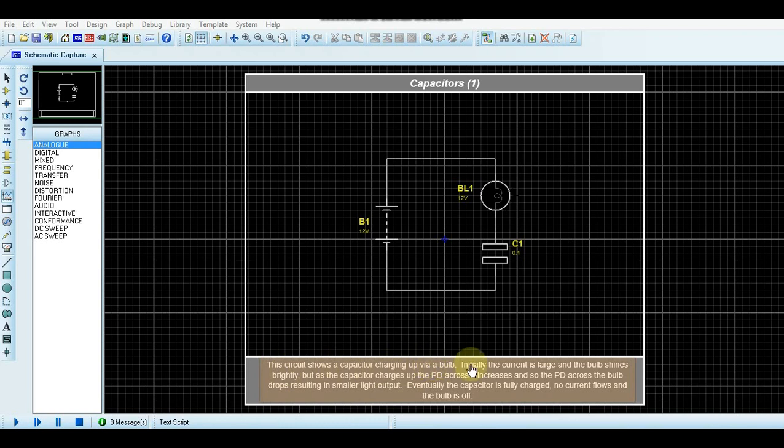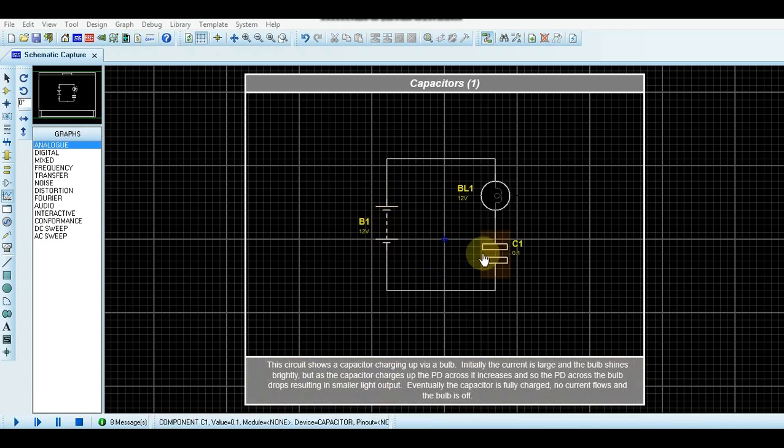Initially the current is large and the bulb shines brightly, but as the capacitor charges up, the power dissipation across it increases, and so the power dissipation across the bulb drops, resulting in a smaller light output. Eventually the capacitor is fully charged, no current flows, and the bulb is off. So this is the behavior of this circuit.